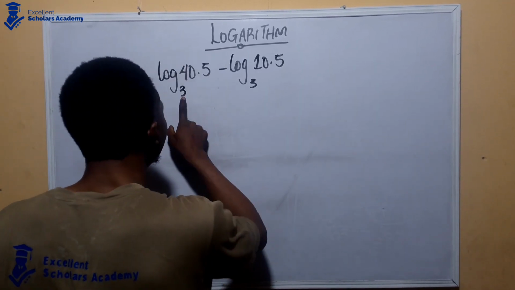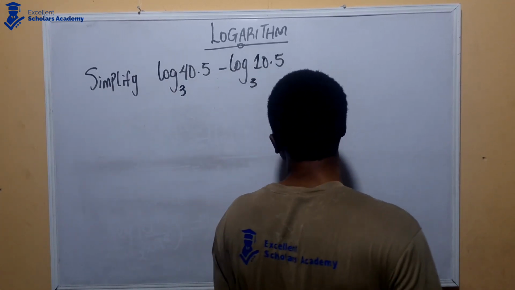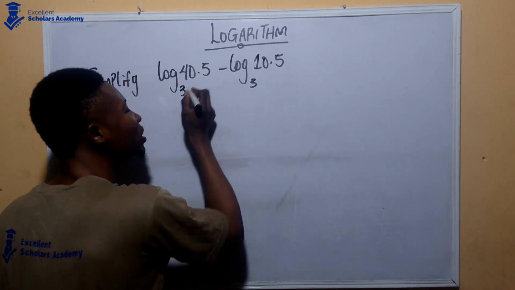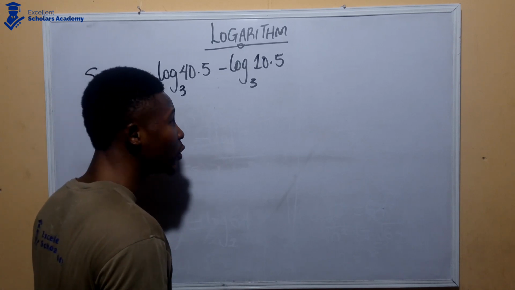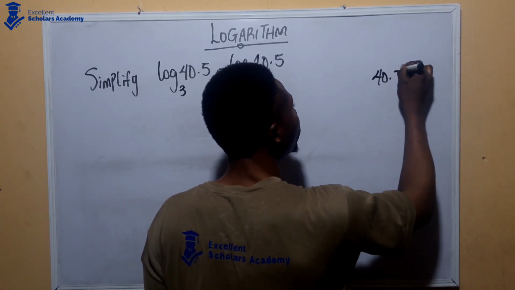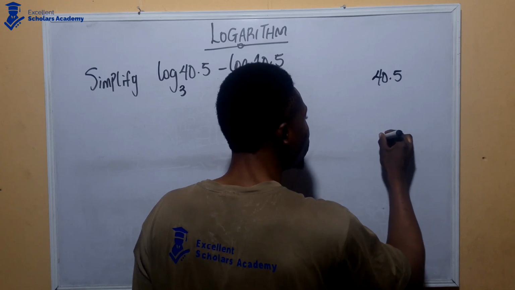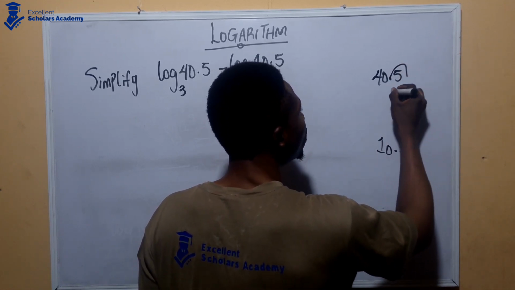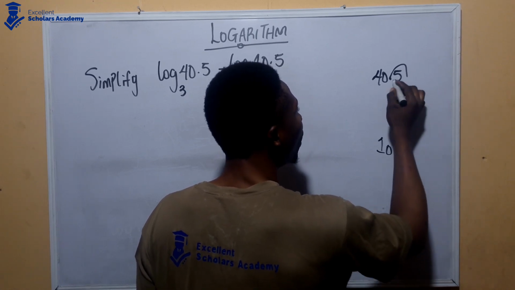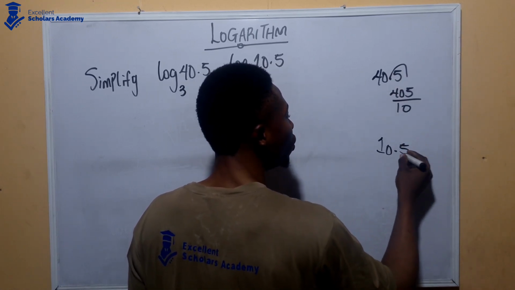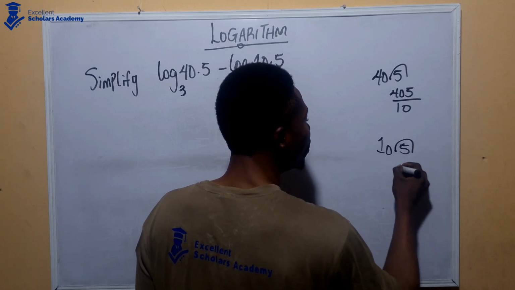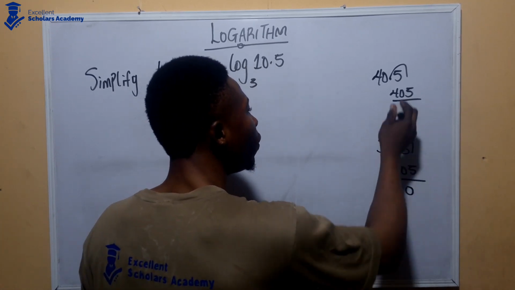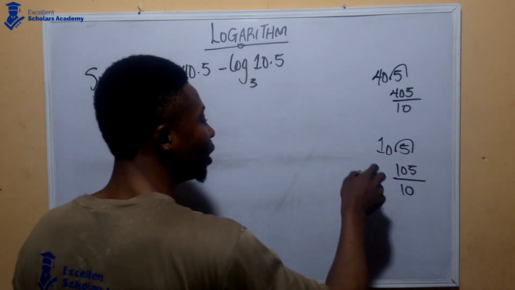Simplify log 40.5 base 3 minus log 10.5 base 3. Now, we want to solve this question. Our advice: convert 40.5 to a fraction before you start doing anything, and also convert 10.5. Now move the decimal point behind 1. So this is going to be 405 over, put your 1. How many times did you count? Once. So you put 1 0. Now convert this 10.5: this is going to be 105 over, put your 1. How many times did you count? Once. Alright. So this is 405 over 10 and 105 over 10.